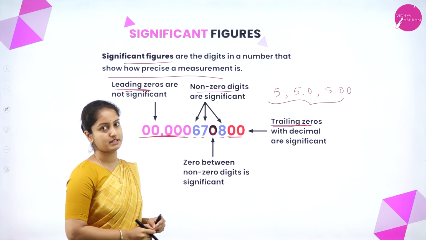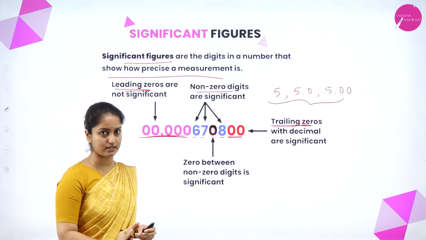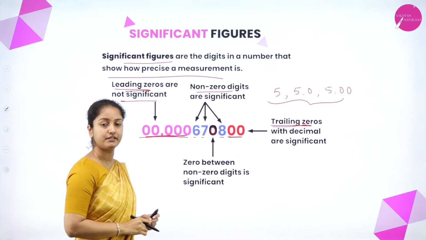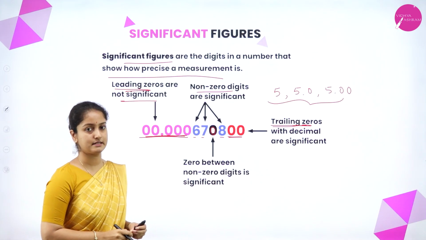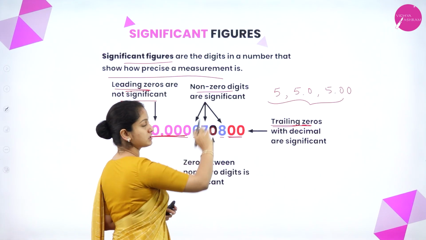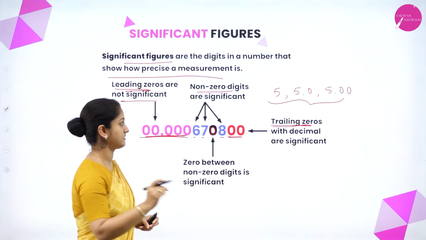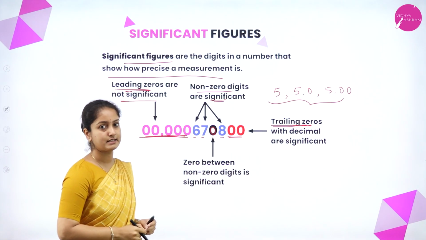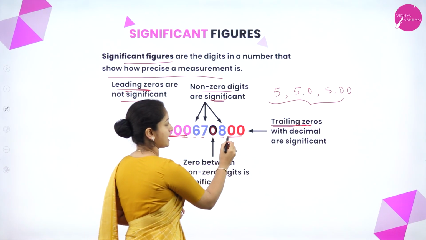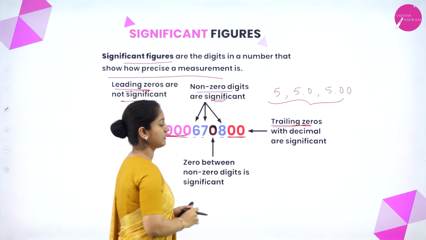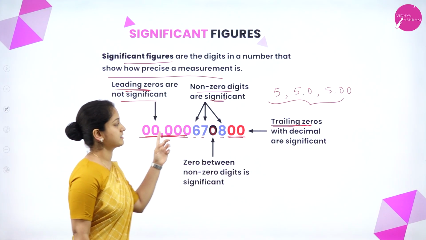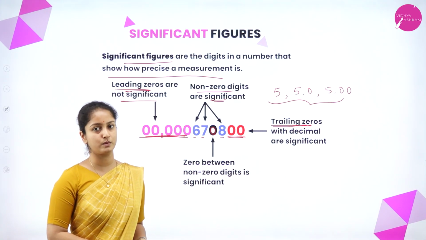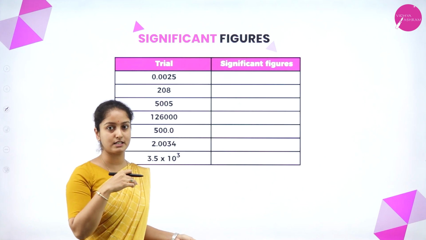Now, how do you represent significant figures? There are certain rules that you have to follow. Leading zeros are not significant. All non-zero digits in a number are significant. Then zeros in between non-zero digits are significant. Then trailing zeros with a decimal, that is, when a decimal is given, are significant. Now, how to indicate the significant figures? We'll try with examples using the same rules.